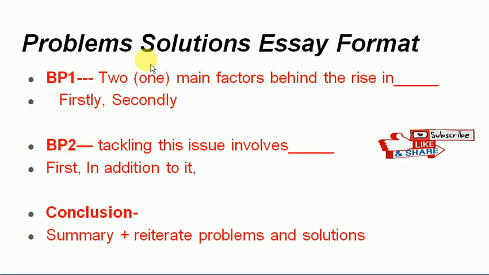Then similarly for the second body paragraph, you will be starting this paragraph with the solutions. So you can write a phrase like: tackling this issue involves. You can start those solutions with connectors like first. You can explain that solution, and when you complete the first solution, you can start the second solution by writing in addition to it. In the previous paragraph we have written firstly and secondly, and for solutions you can write first, comma, in addition to it.